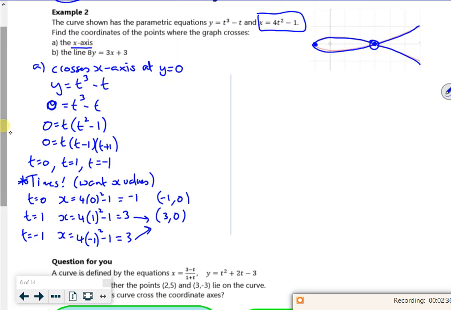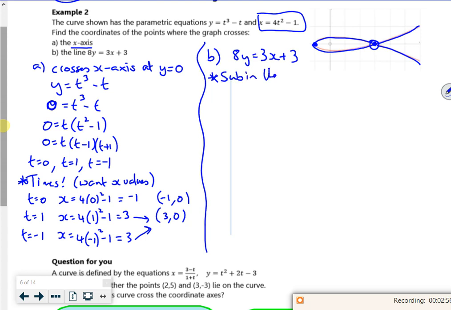And then it says, find where it meets the line 8y equals 3x plus 3. Right, so this is a little bit more tricky. Right, so this is part B. So I've got 8y is 3x plus 3. I want to sub in the two equations and find t. And then from there, I can work out what the coordinates are.